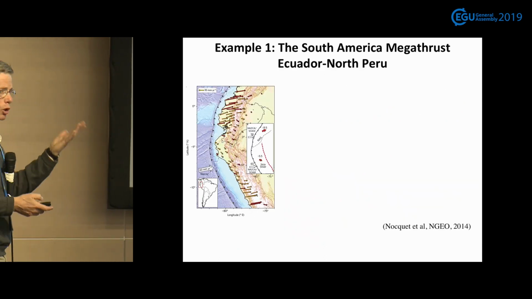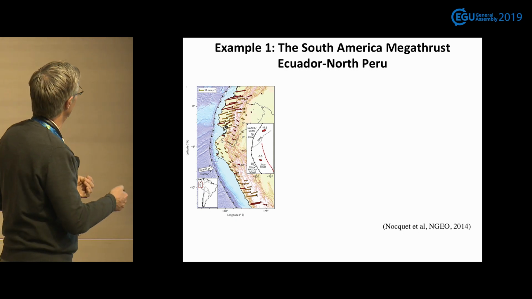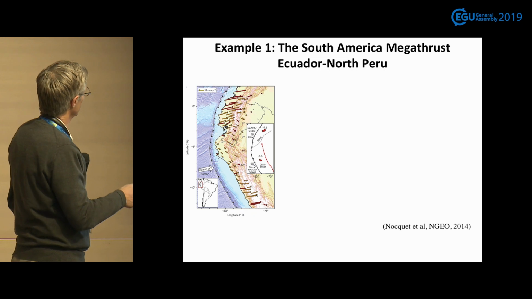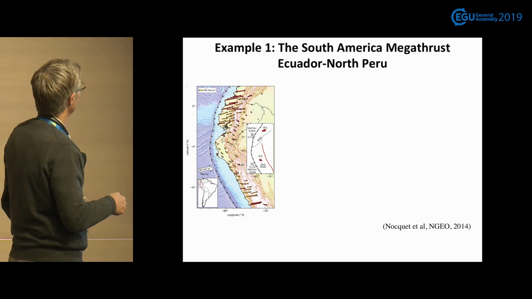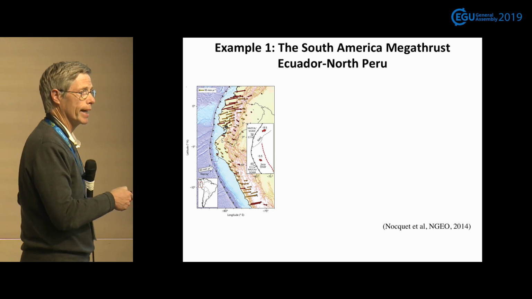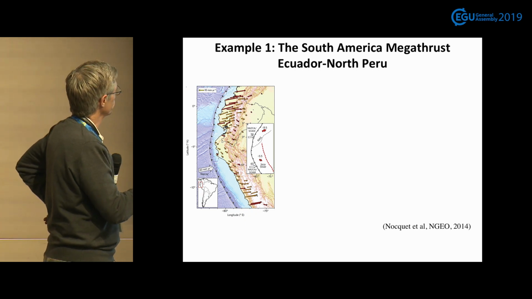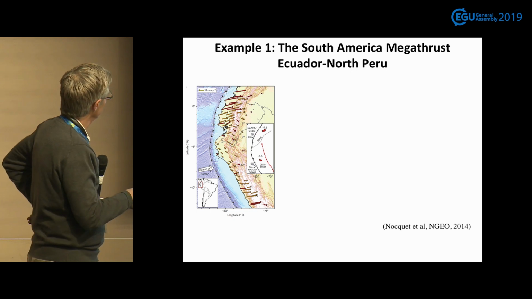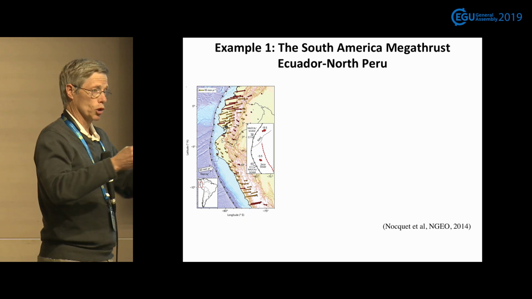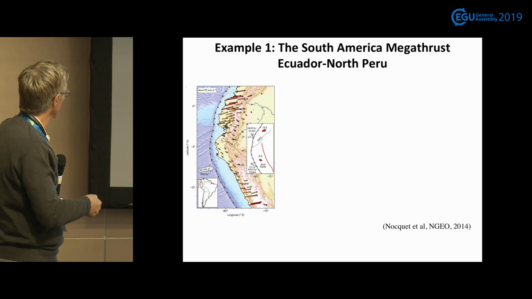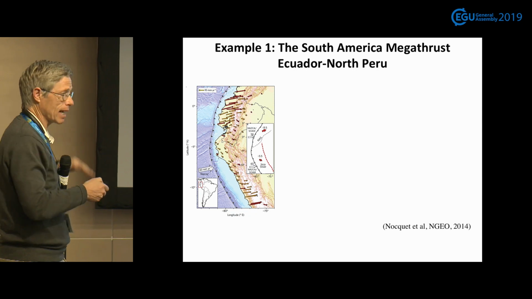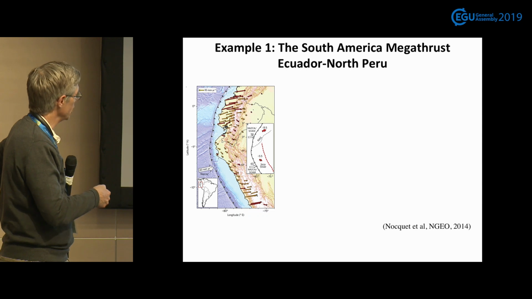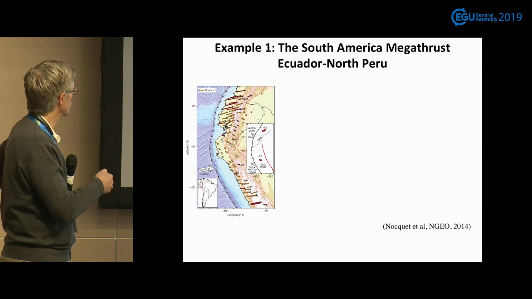So I'm showing now a few examples. Let's look at the South America subduction zone off the coast of southern Ecuador and northern Peru. And here the velocities are showing the ground motion with respect to South America. So you can see that here and here, the upper plate is contracting, is moving towards South America at about the same rate as the Nazca plate is subducting beneath South America. So you can tell that here the plate is clearly locked, and here too.